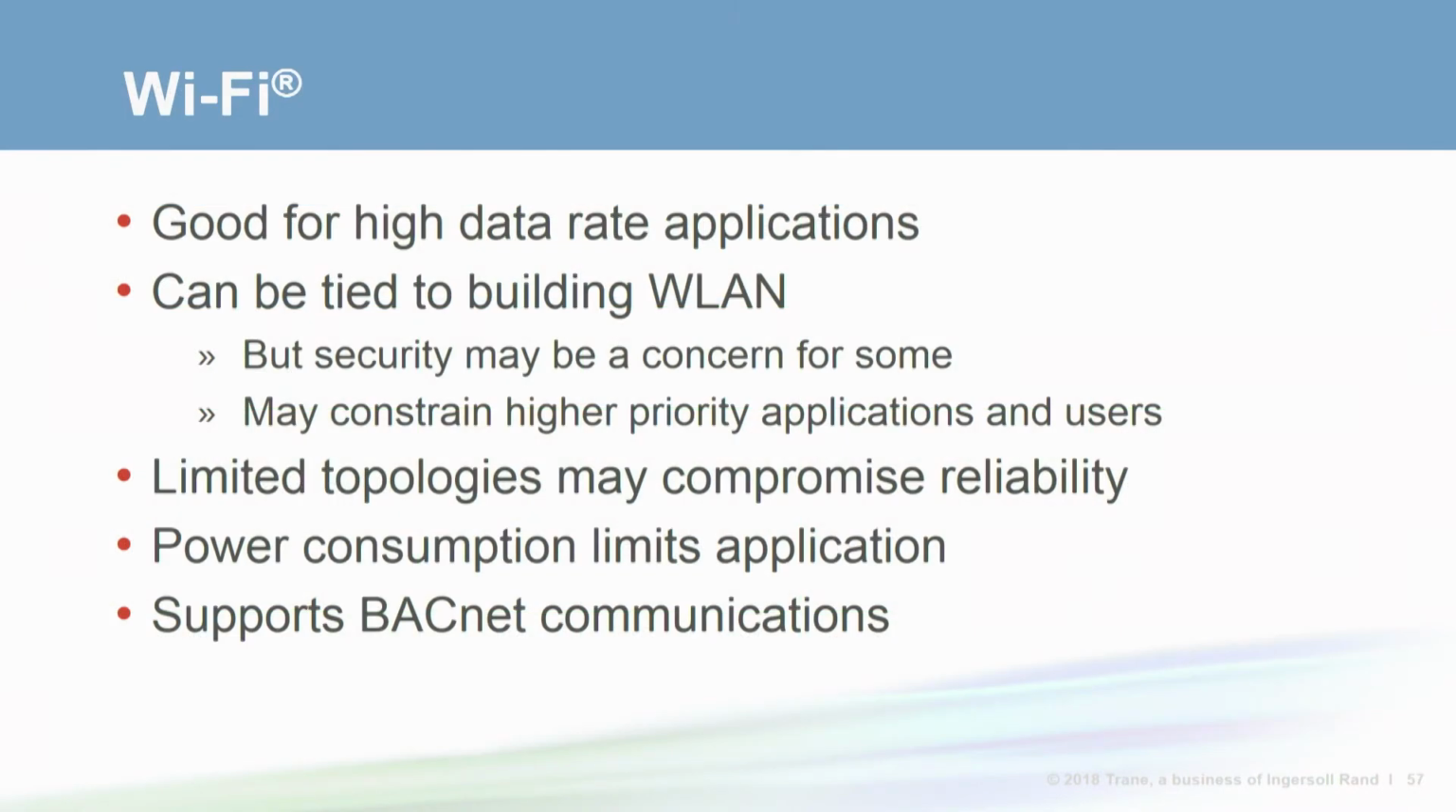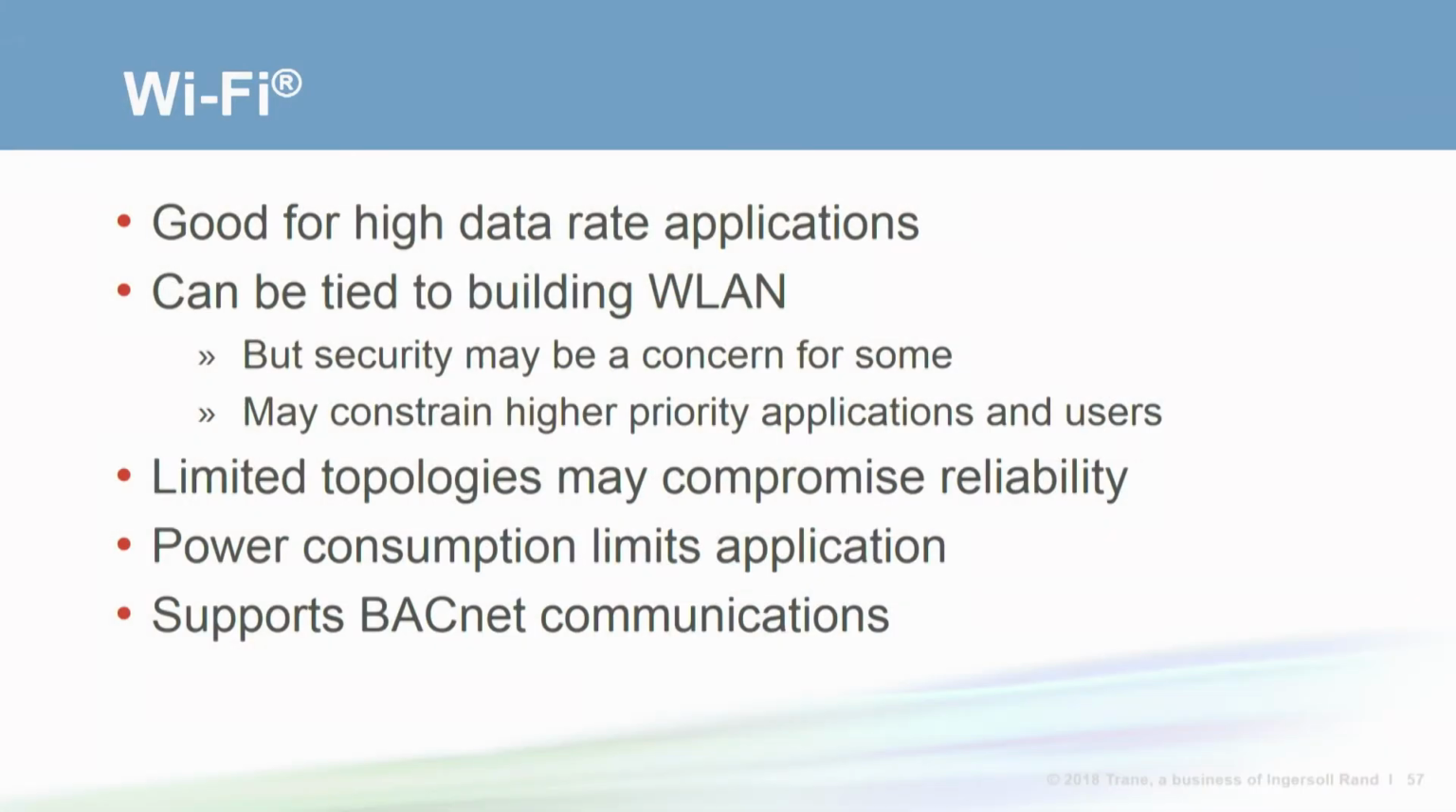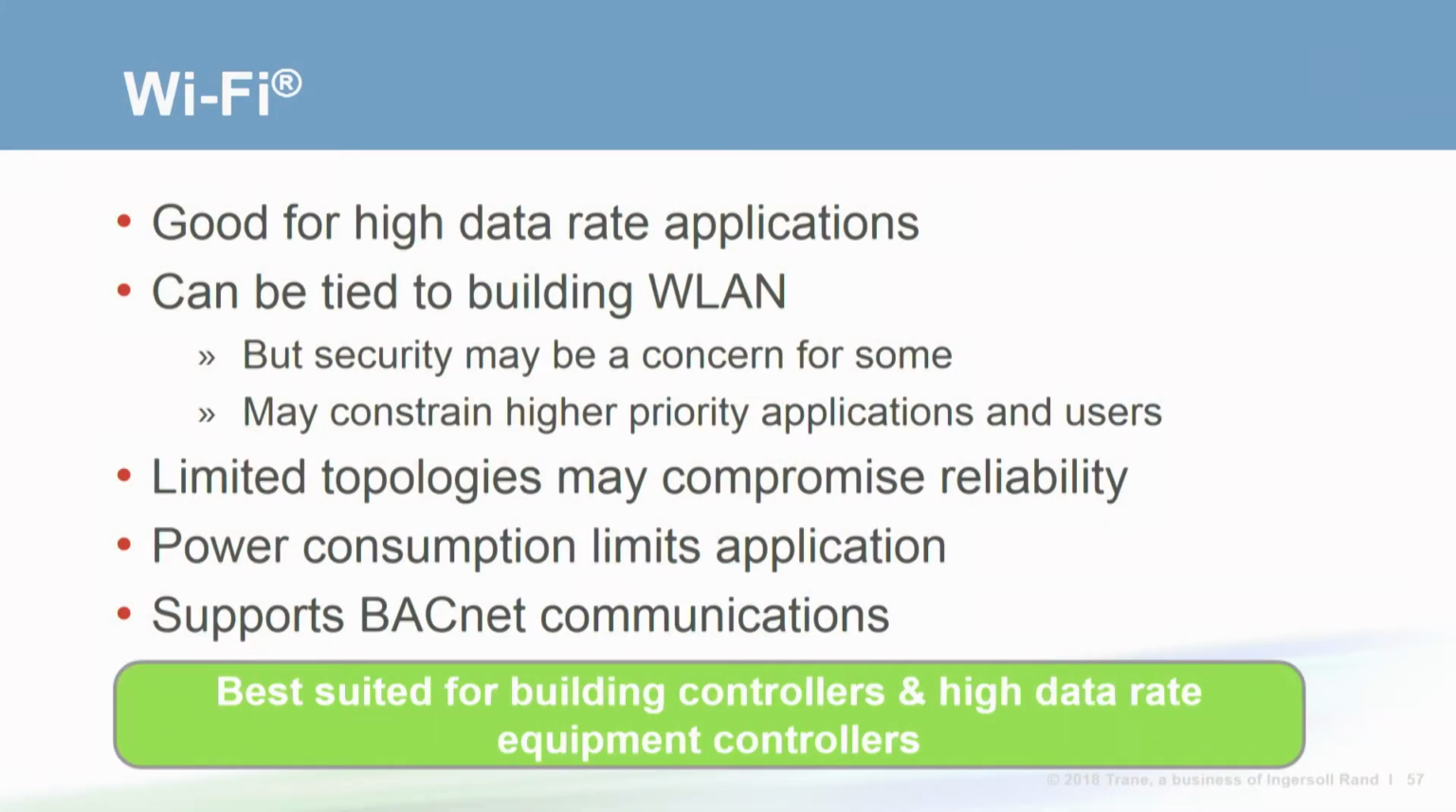Since Wi-Fi communication is available in virtually every building, it could also be tied directly to the wireless LAN. However, many customers or IT leaders prefer to reserve the wireless LAN for their business operations and customer access. Many are also concerned that using that network for HVAC control might compromise service levels and security. Consequently, a separate virtual private network on the existing wired network or a separate wired network is usually preferred for high-speed networks. So Wi-Fi is really best suited for building controllers and maybe some equipment controllers that require a high data rate.